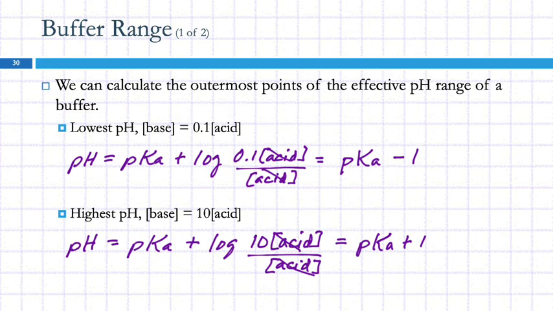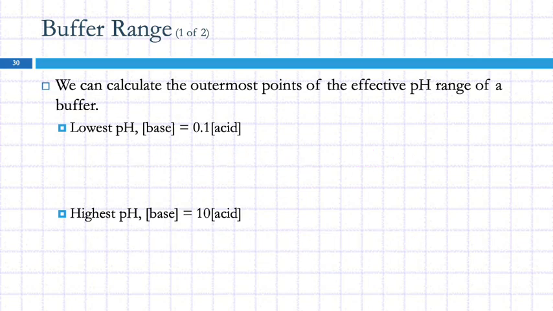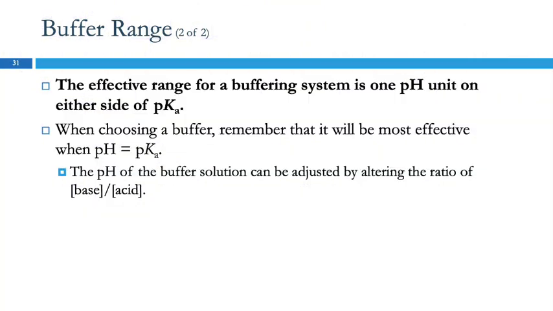All these calculations that we've done so far are not to teach you how to do the calculation, but to kind of show you that what I'm telling you actually has some basis in fact, and it's not just something I made up. So the effective range is 1 pH unit on either side of pKa.